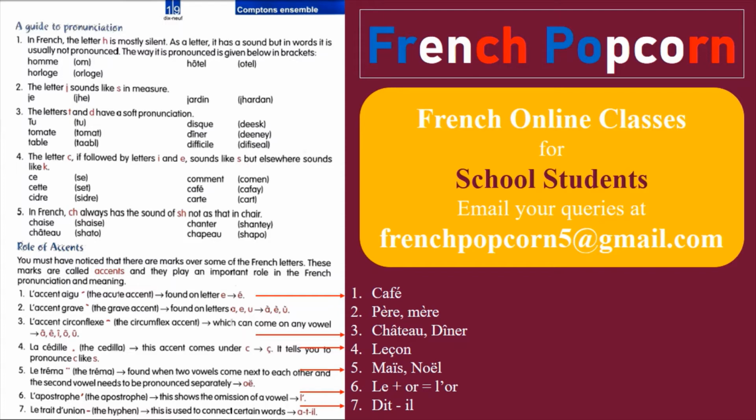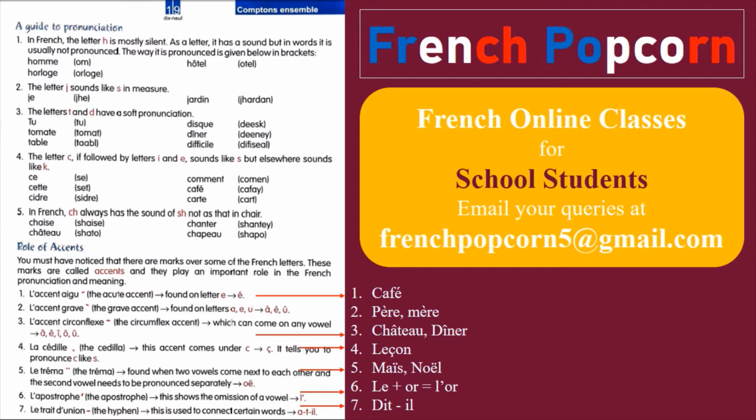After the rules of pronunciation, now we have some accents. You must have noticed that there are marks over some of the French letters. These marks are called accents and they play an important role in French pronunciation and meaning. Now first we have l'accent aigu. This is found on letter E and this gives the sound of letter A. It is pronounced like A.